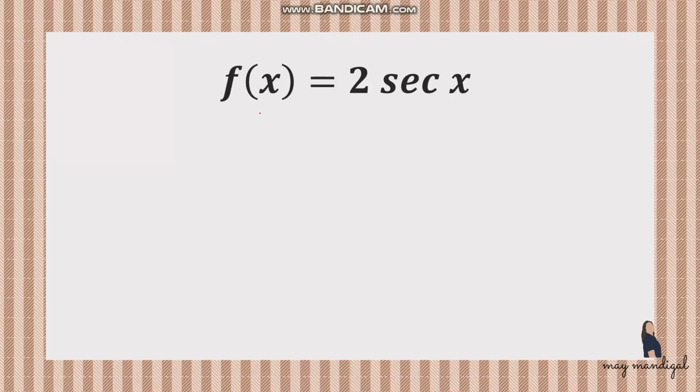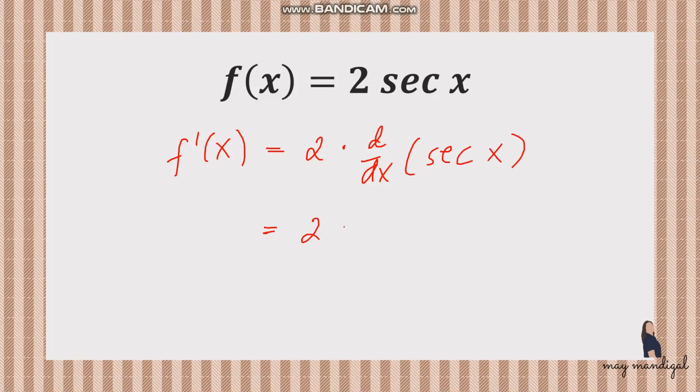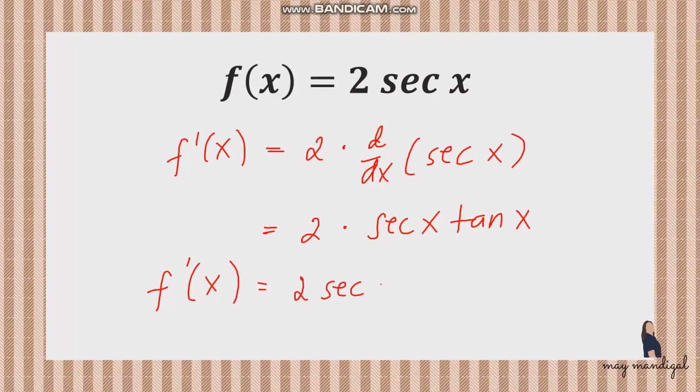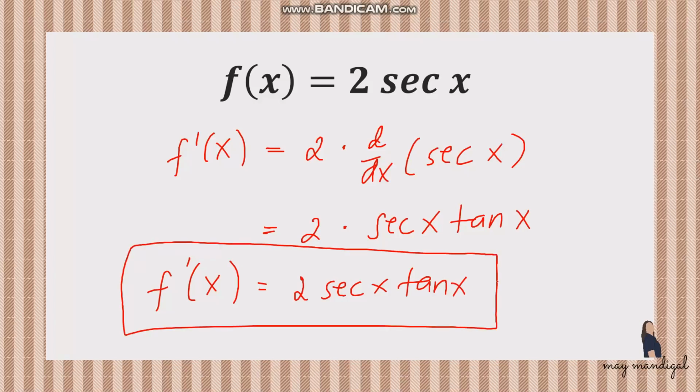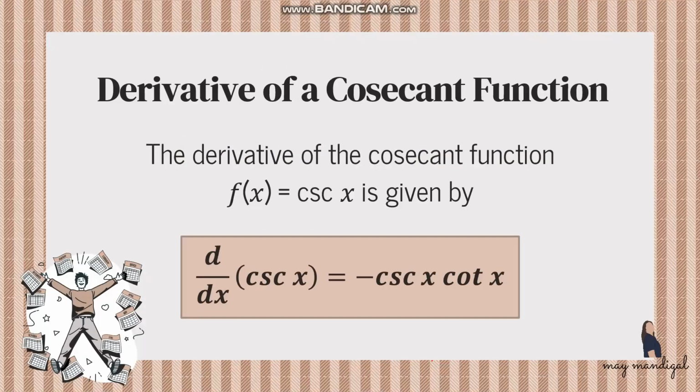Example. We have here f prime of x is equal to 2 times secant of x. We get the derivative of that. So we have 2 times the derivative of secant x, which is secant of x times the tangent of x. So therefore, the derivative of this function is 2 secant of x times tangent of x. So that is now the derivative. Again, for secant of x, its derivative is secant of x times tangent of x.